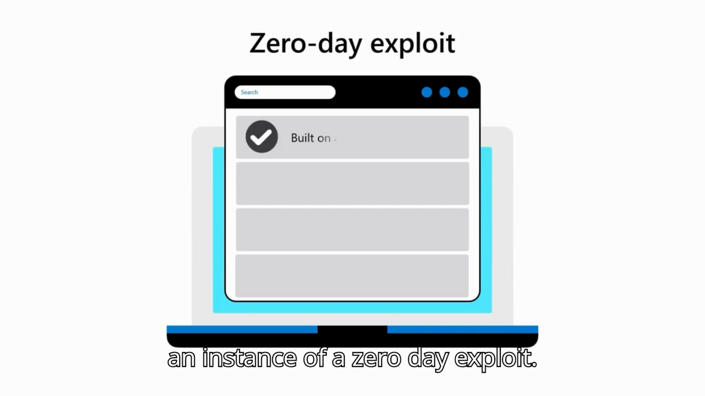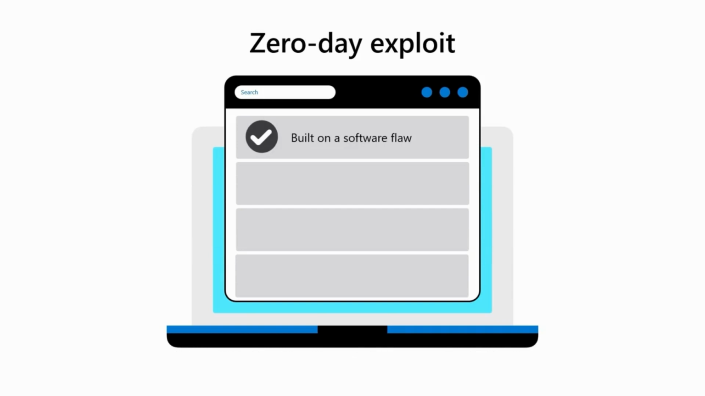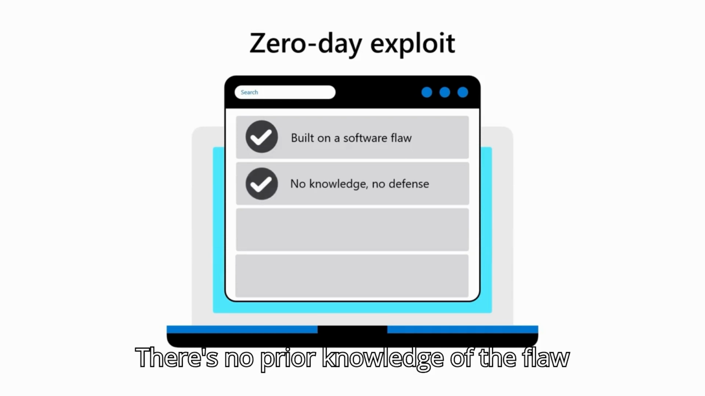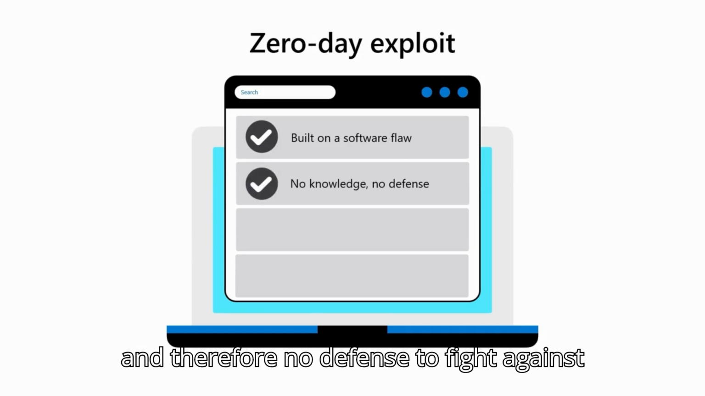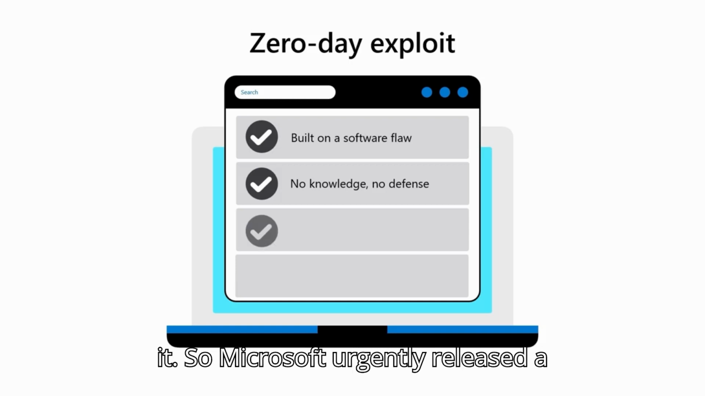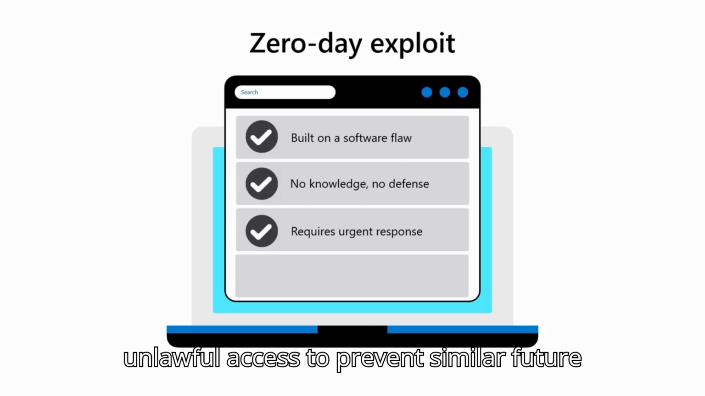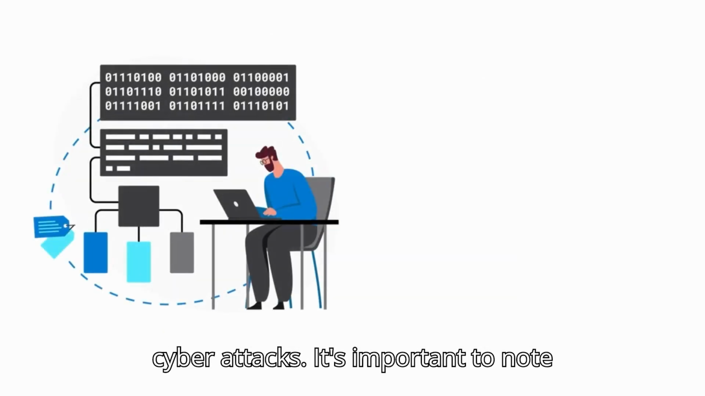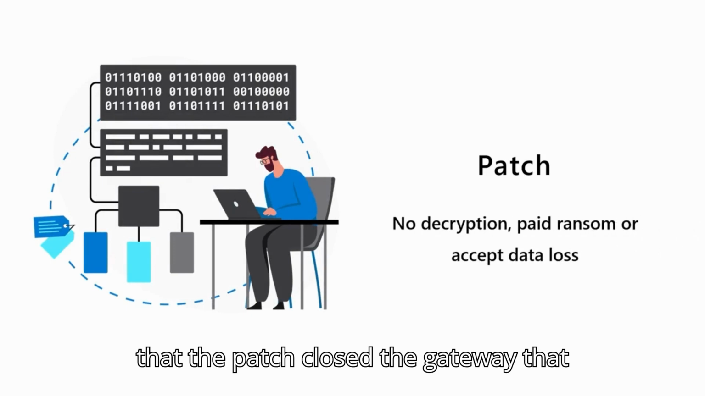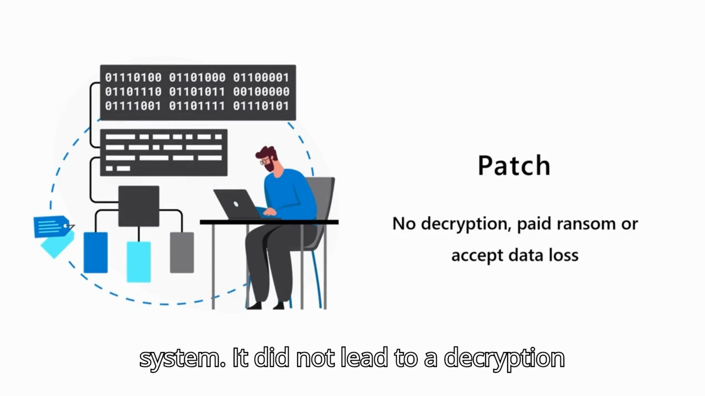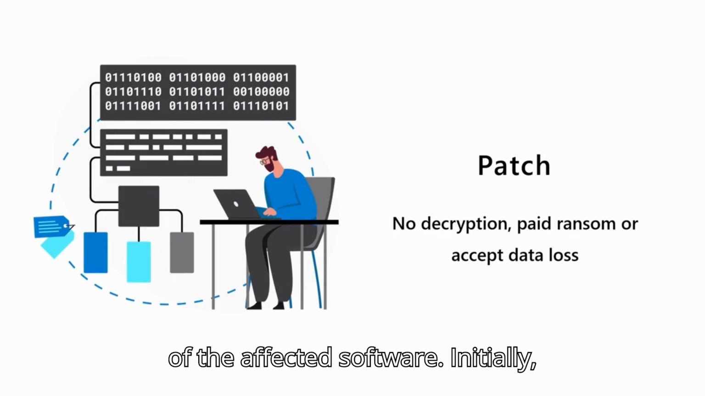WannaCry is an instance of a zero-day exploit. This is an attack done on a detected unknown flaw in a type of software. There's no prior knowledge of the flaw and therefore no defense to fight against it. So Microsoft urgently released a patch to close the loophole that allowed unlawful access to prevent similar future cyber attacks. It's important to note that the patch closed the gateway that the cyber criminals used to enter the system. It did not lead to a decryption of the affected software.